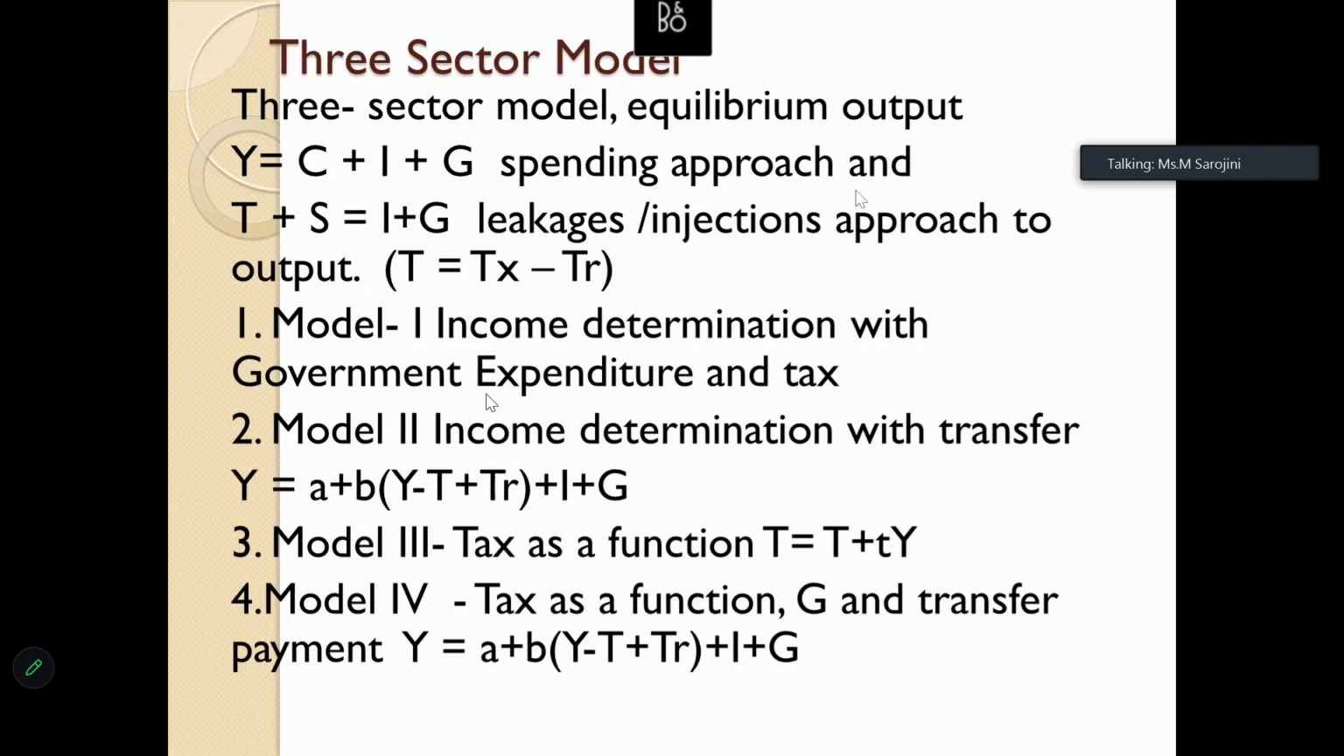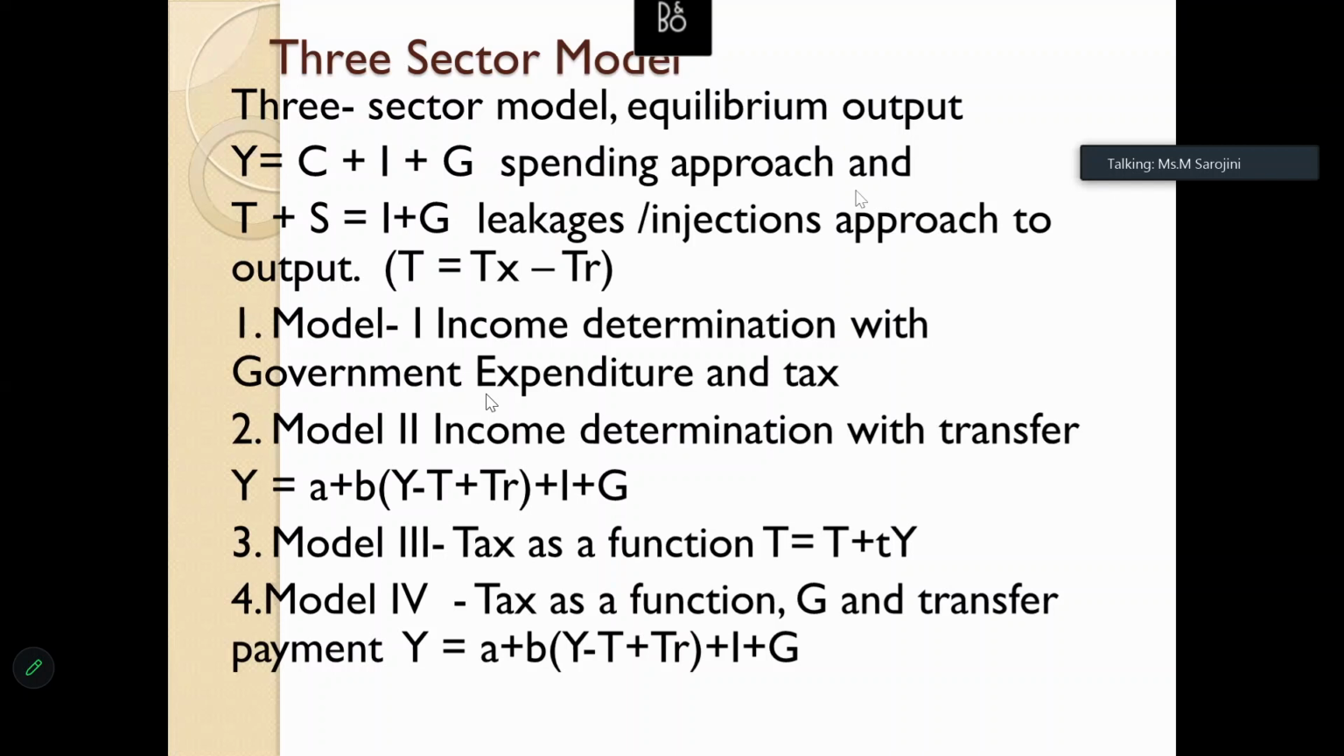Model 4 is tax as a function, right? In the second and third models, we used lump sum tax, that means T is equal to T bar. Here, the fourth model explains tax as a function: T is equal to T bar plus tY. Here, Y is the income, T is the taxes, and small t is the coefficient of the tax.